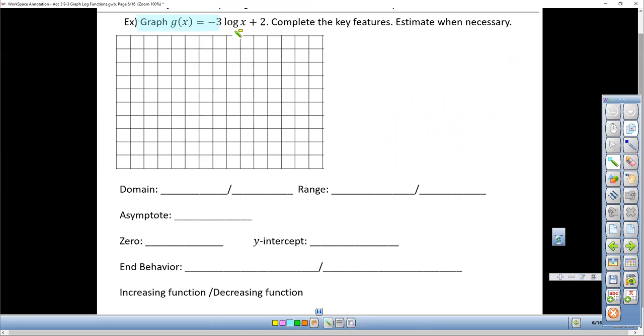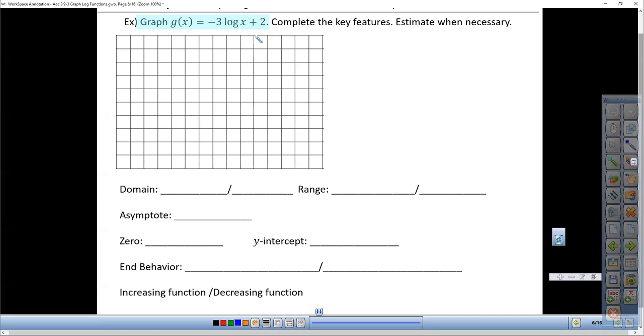So here we're going to graph g of x, which is, we have to recognize a logarithm of base 10 because we don't see the subscript base. So a couple of things I would do here. I would identify the transformations based on my parameters, and I would write down my powers of 10 points.